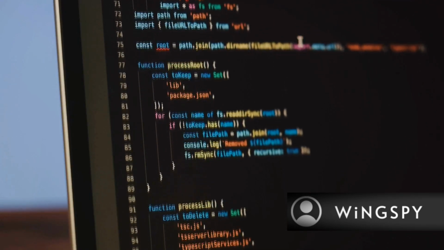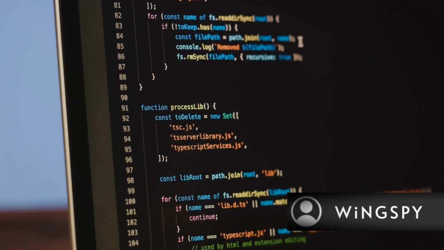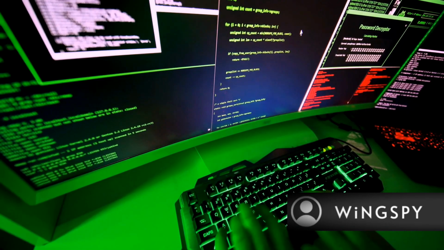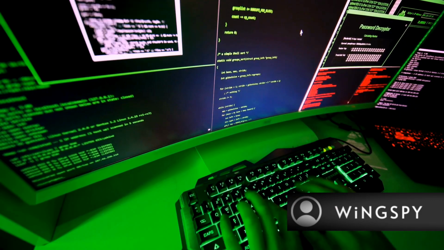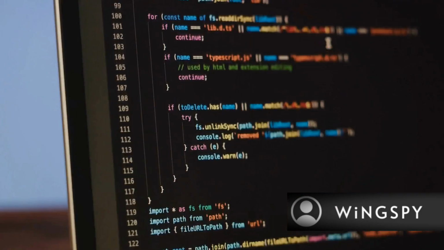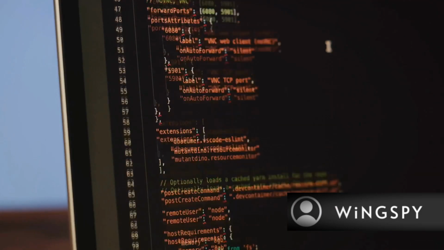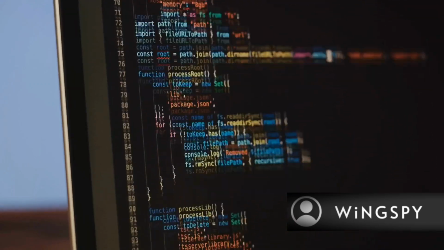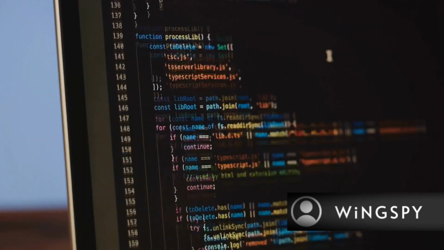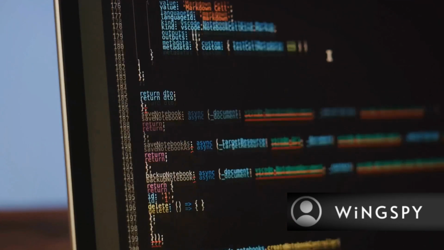One such type is code injection, which is exactly what it sounds like. It's when an attacker injects malicious code into a Python application, often through user inputs or manipulated files. This injected code can then be executed by the application, allowing the attacker to manipulate the system or access sensitive data. Then we have buffer overflow exploits.